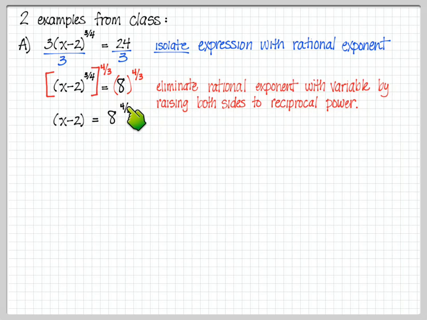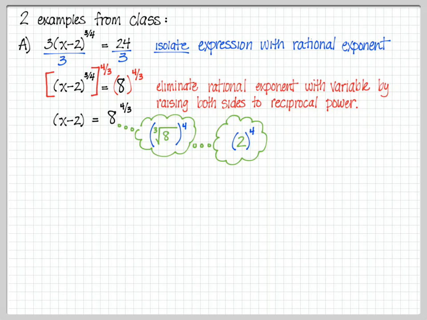Now the fact that we have a rational exponent over here on the right, that's okay because this is a number, and we're going to simplify that. And we notice that what that means, because this denominator is 3, is that it's a radical with an index of 3, meaning it's the third root of 8. And then the numerator of 4 means afterwards I'm going to raise that to the power of 4. So the cube root of 8 is 2, and so 2 to the 4th power is 16. And so we have x minus 2 equals 16, which means x equals 18.